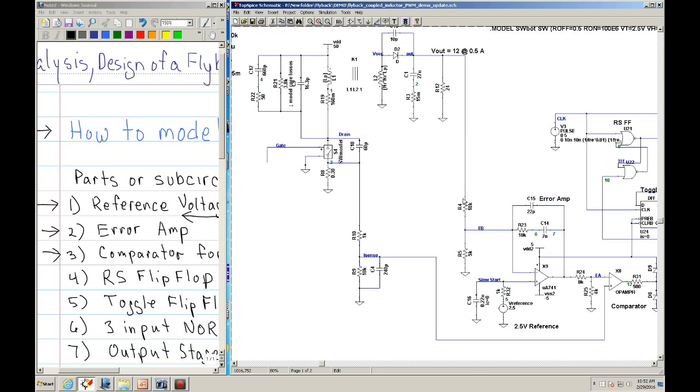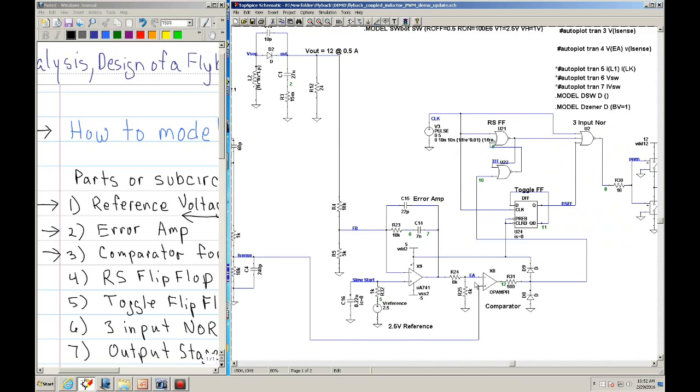Those are what we're sampling, and we're feeding back into our pulse width modulator. Then your comparator compares the signal from the error amp with the ramp, and it produces a voltage that, when the current exceeds the EA, resets this flip-flop. That signal is sent to this RS flip-flop. Let me explain this a little bit.